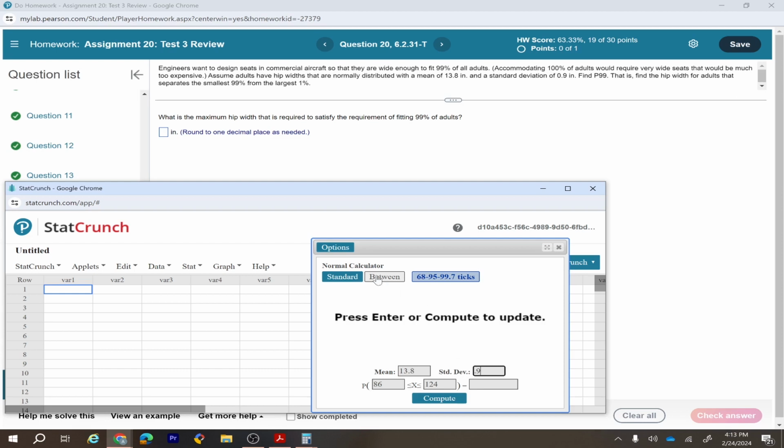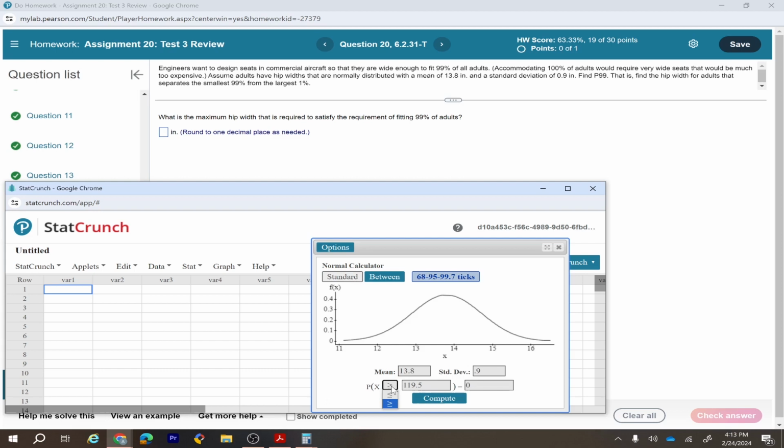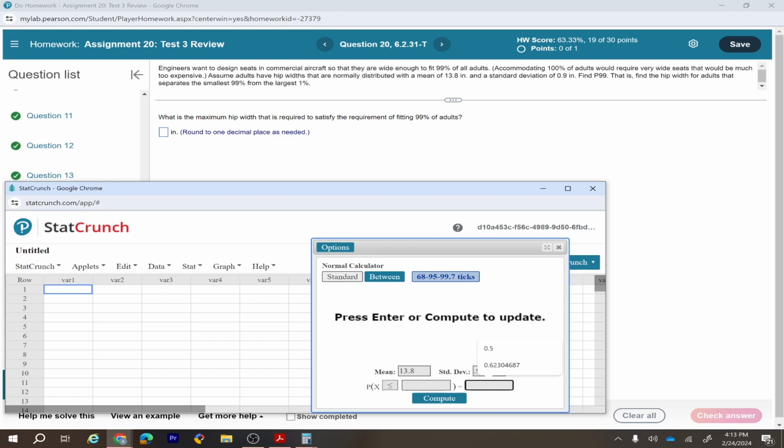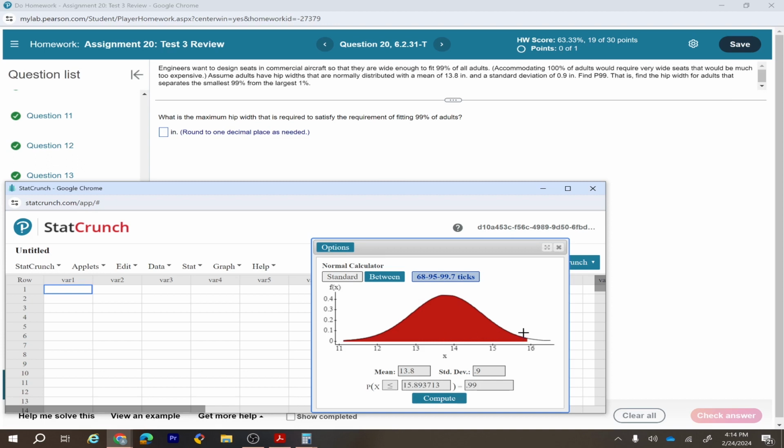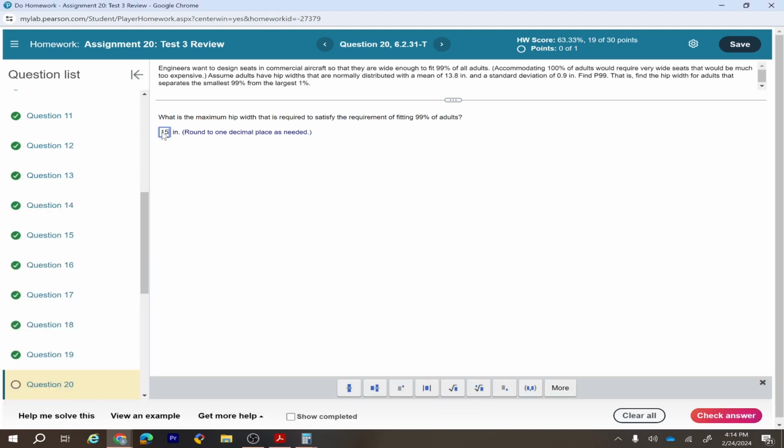You would like to find some number which gives you 99% of the data to the left. So as you can see here, this value, which is 15.89 inches, separates the lower 99% from the upper 1%. That separates the smallest 99% from the upper 1%. So that is 15.9 inches.